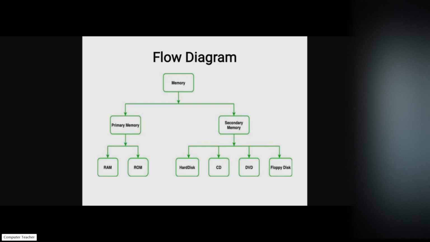ROM is a non-volatile memory, so it will not evaporate and go somewhere. It will be there forever, till the computer is broken, till the death of that computer. We can't change anything in that. It is a permanent storage. Only once we can write it. Okay, secondary memory is nothing but hard disk, CD, DVD, floppy disk, etc. I will be explaining it further. We will be moving on.